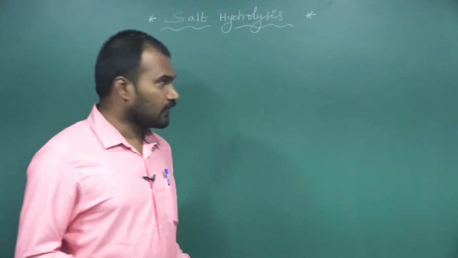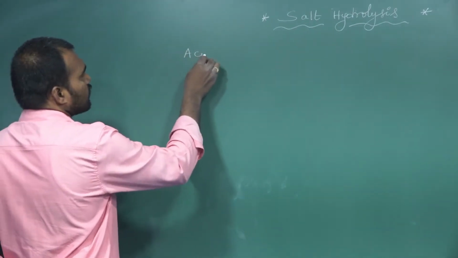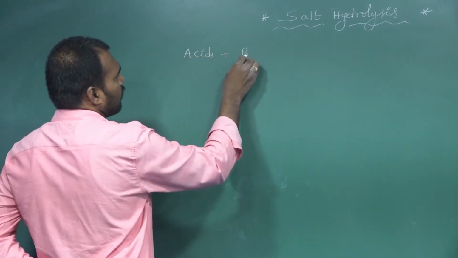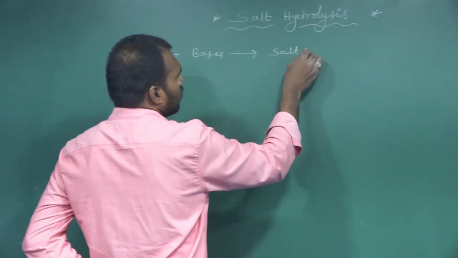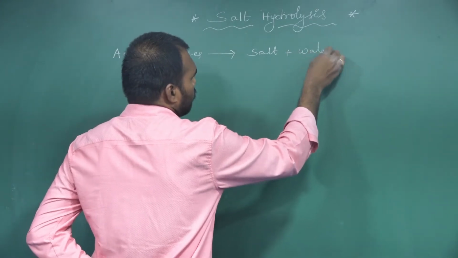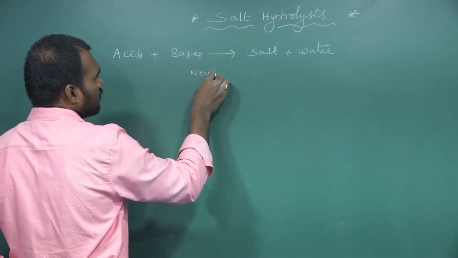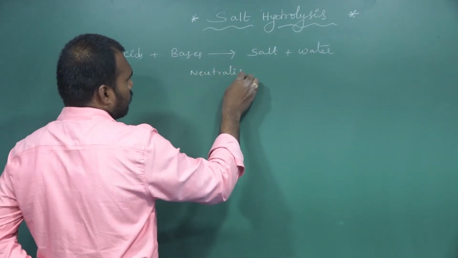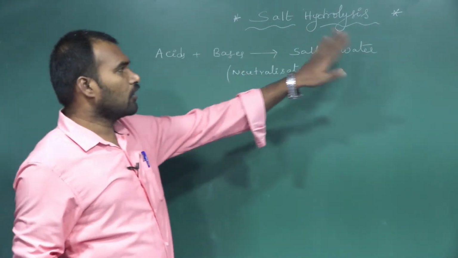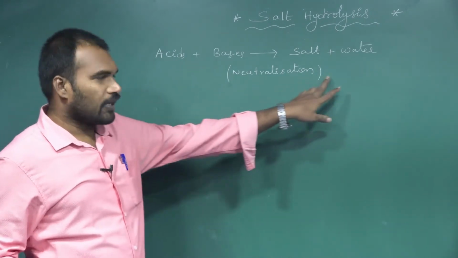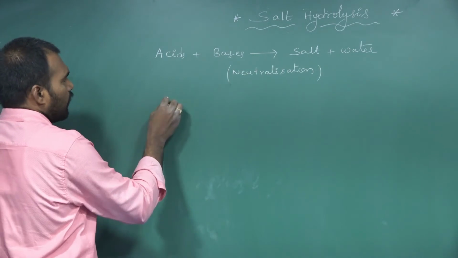So, salt hydrolysis, as we know, how the salts will generate when acids mix with bases, we will get salt with water. And generally, this reaction we call a neutralization reaction. When acid mixes with the bases, if we get salt along with water, this reaction we call it as what? Neutralization reaction. Let us write the same by using the chemical formulas.